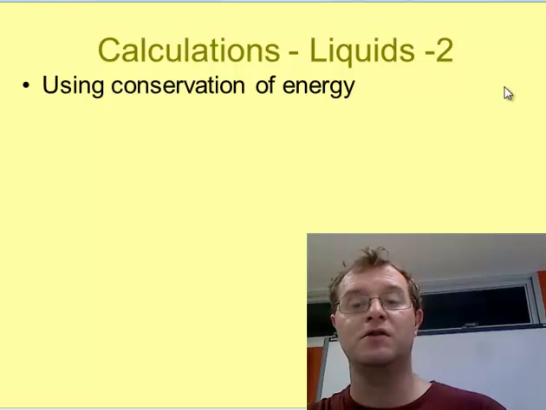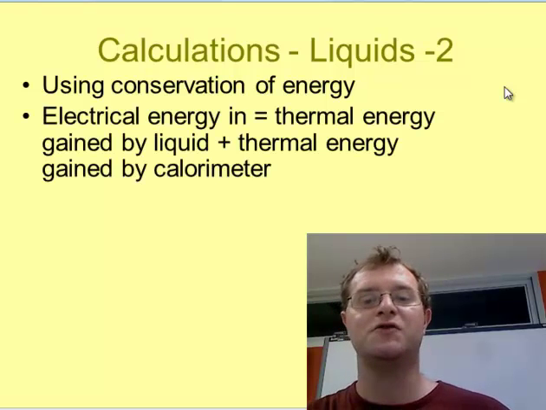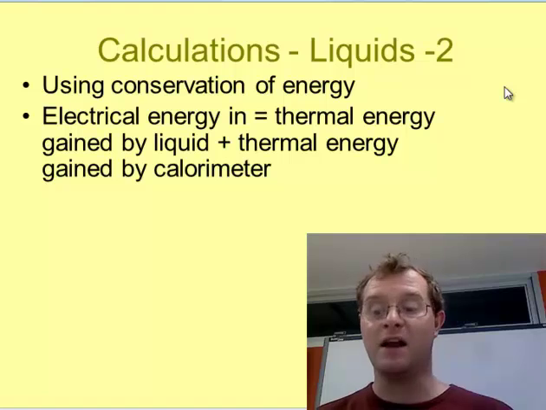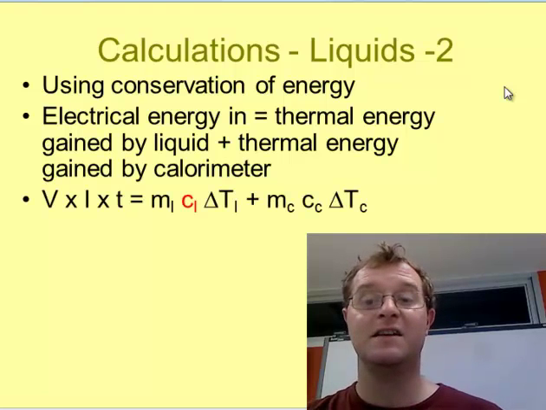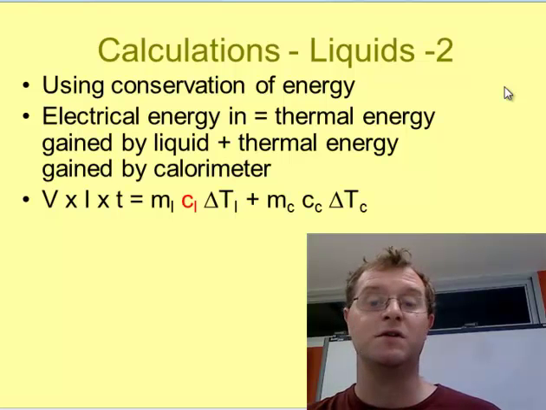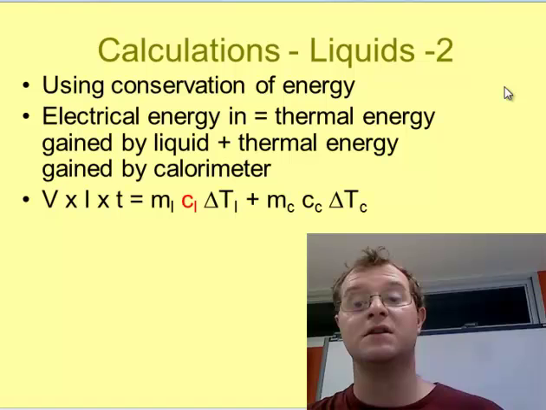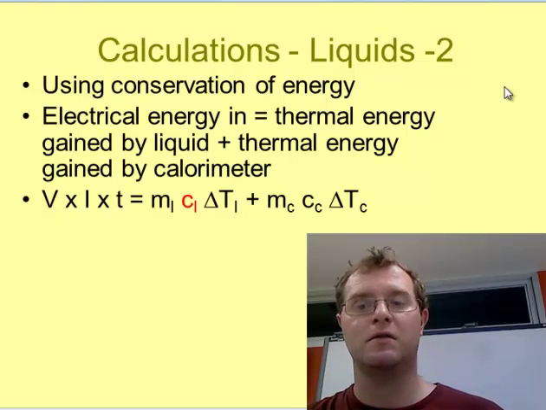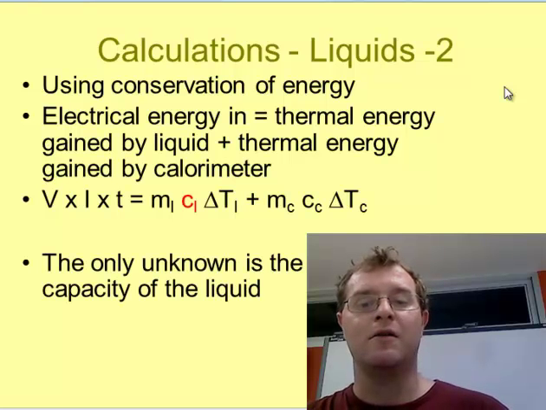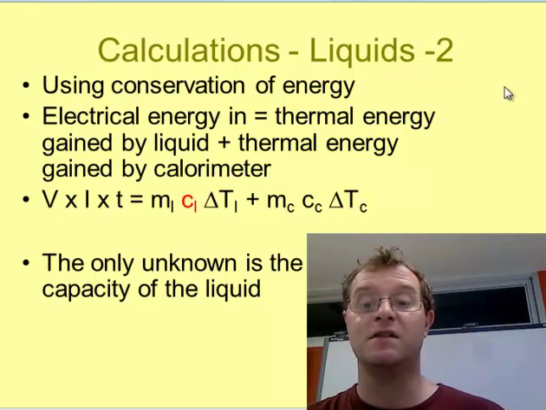How will this calculation work? Using the conservation of energy, we recognise that the electrical energy going in should be equal to the thermal energy gained by the liquid and the thermal energy gained by the calorimeter. This gives me an equation: voltage times current times time equals the mass of liquid times the specific heat capacity of liquid times the change in temperature of liquid, plus the mass of the calorimeter times the specific heat capacity of the calorimeter times the change in temperature of the calorimeter. Now, the only unknown in an experiment, if you did it thoroughly, would be the specific heat capacity of the liquid.